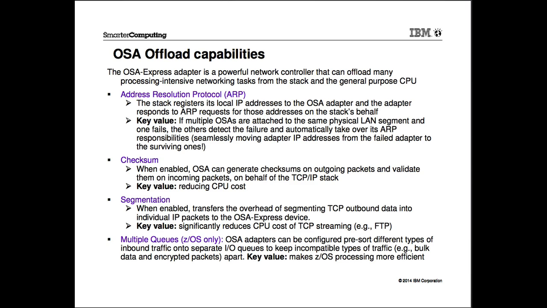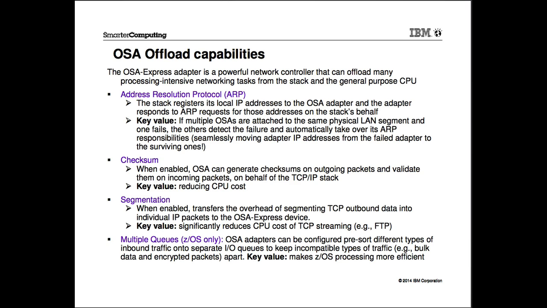So that saves processing, but it also provides a nice value. If there are multiple OSAs attached to the same physical LAN segment and one of them fails, they know about each other, and one can take over ARP responsibility for the other, which means the failure of an OSA is completely transparent to people out in the network talking to us, because just a different OSA responds to the ARP for the same IP address. As far as the network is concerned, that IP address is still available, it just moved.